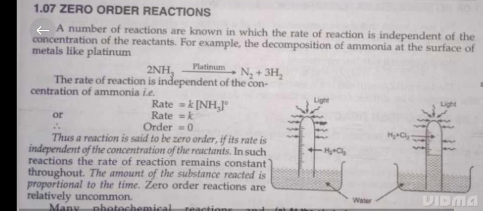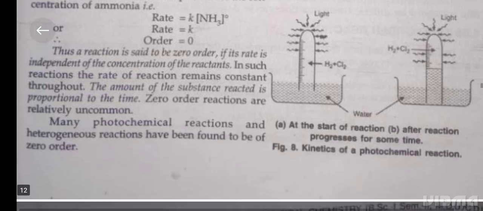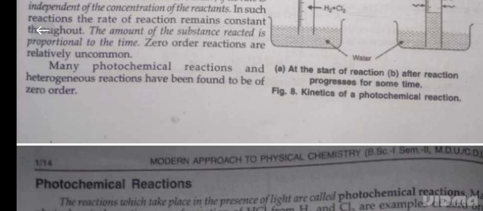Zero order reactions. A number of reactions are known in which the rate of reaction is independent of the concentration of the reactants. For example, the decomposition of ammonia at the surface of metals like platinum. The rate of reaction is independent of the concentration of ammonia. Thus, a reaction is said to be zero order if its rate is independent of the concentration of the reactants. In such reactions, the rate of reaction remains constant throughout. The amount of the substance reacted is proportional to the time. Zero order reactions are relatively uncommon. Many photochemical reactions and heterogeneous reactions have been found to be zero order.